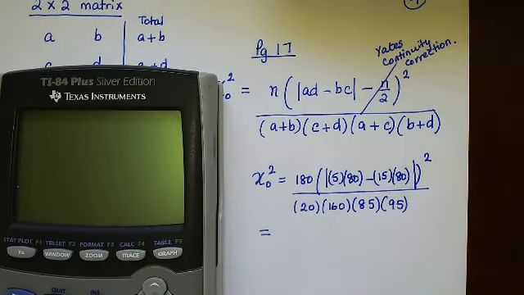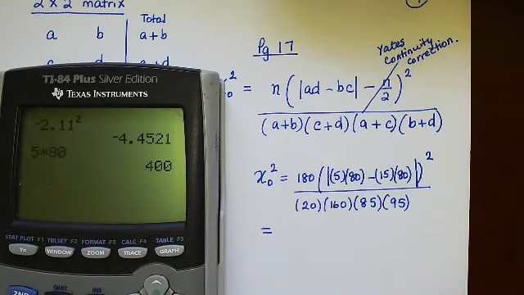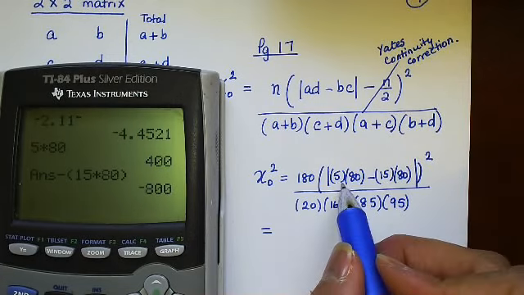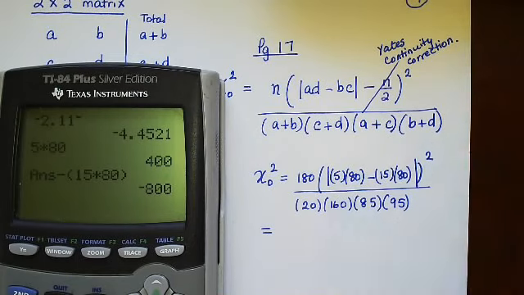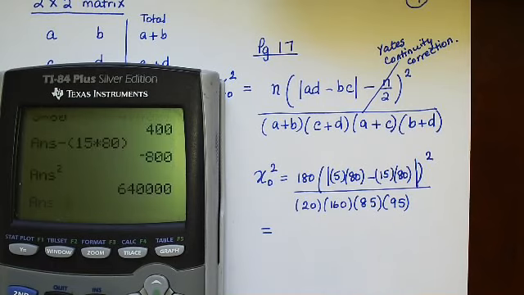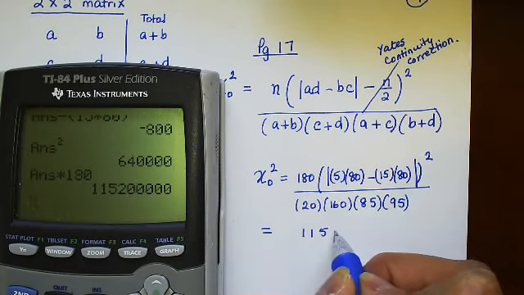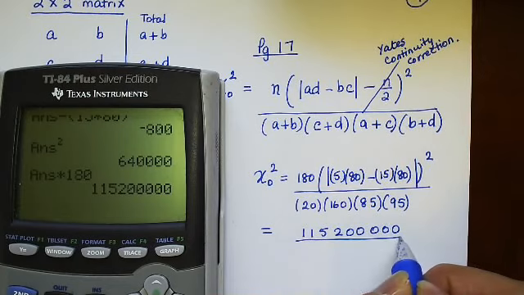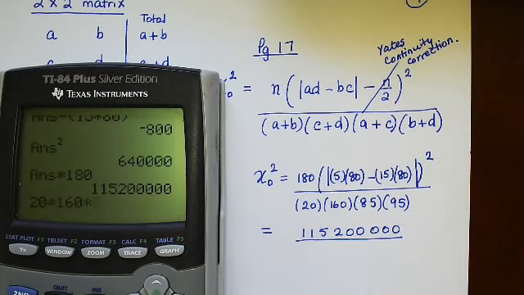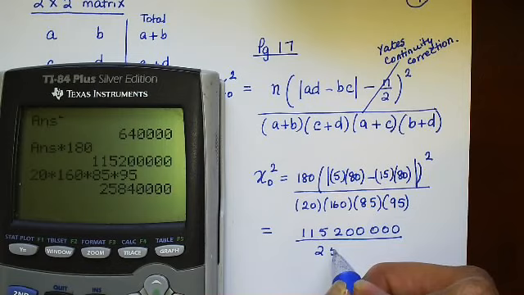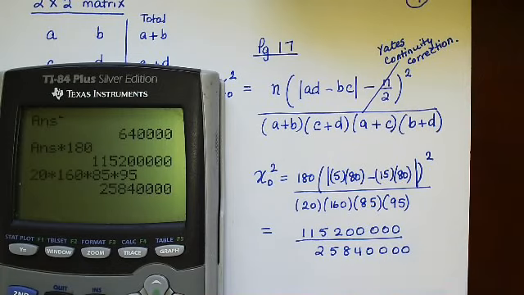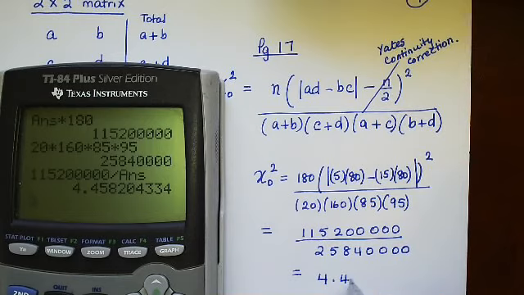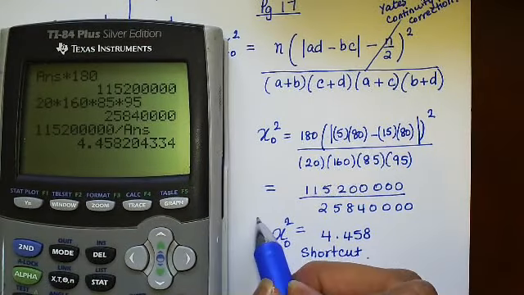And let's clean up this mess. Let's see. We have 5 times 80 minus 15 times 80. So the absolute value of minus 800 is 800. Let's square that. Times by 180, I have 115,200,000 divided by 20 times 160 times 85 times 95, which is 2,584,000. My answer, 4.458. And let's call this shortcut.